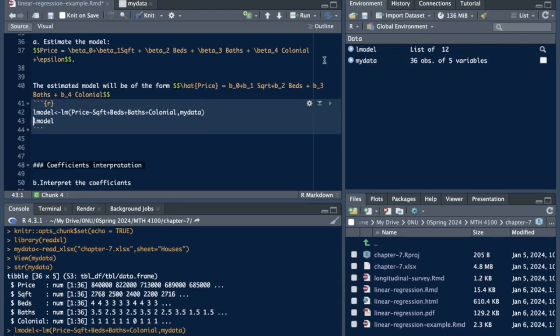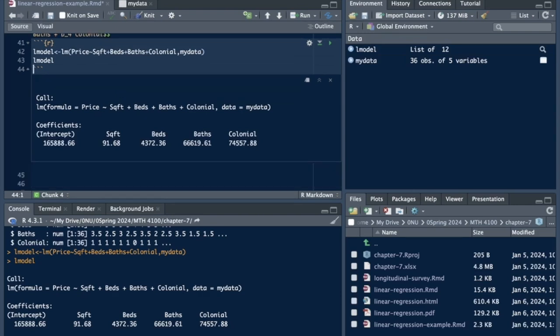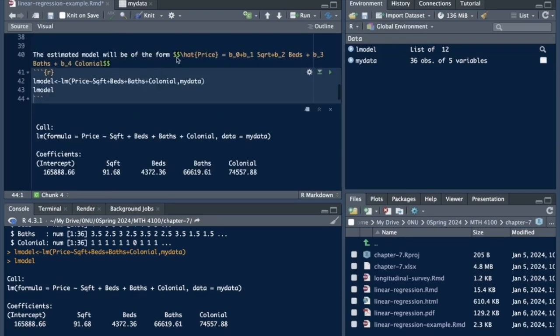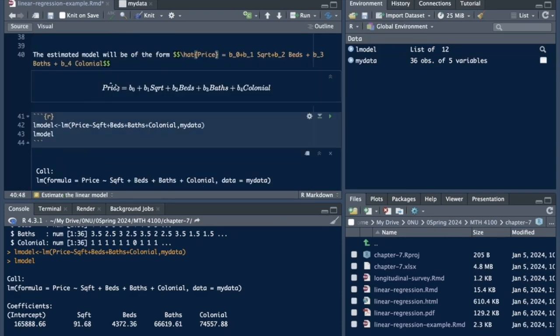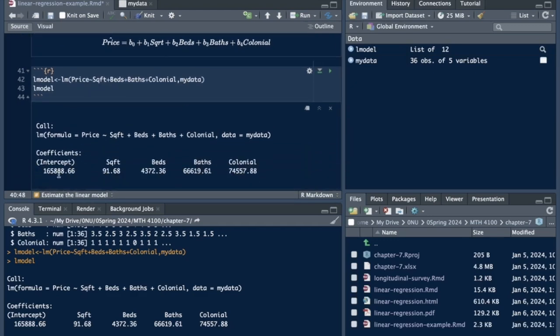I ran it already, so it's lmodel here. It's a list, and I'm just going to see the lmodel now. It gives me this. The predicted price equals B0 plus B1 and so on, where B0 is the intercept, B1 is the coefficient of the square foot, B2 is the coefficient of beds, B3 is the coefficient of baths, and B4 is the coefficient of the colonial. We have all of these coefficients here: this is B0, this is B1, B2, B3, B4. It's just mathematics. You plug in all of these numbers instead of the B's.